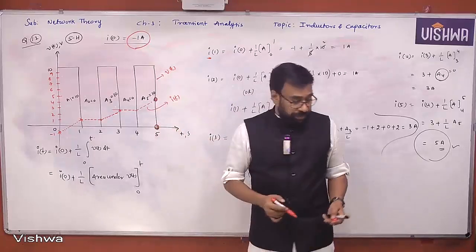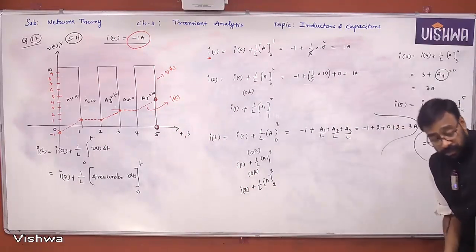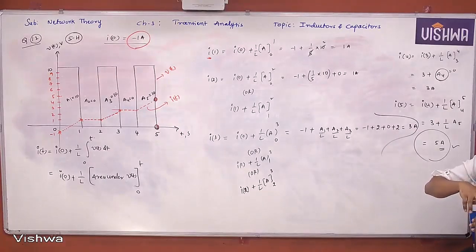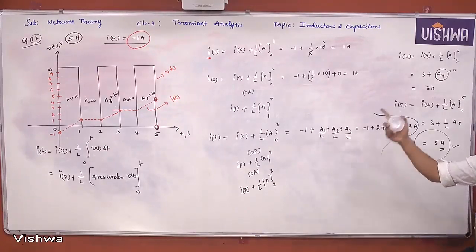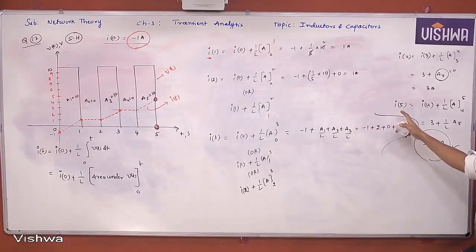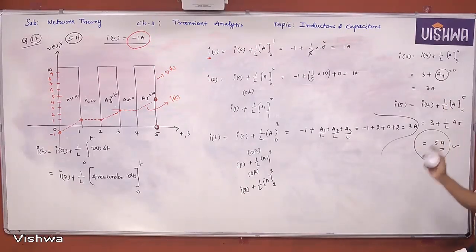So please note down. It's a very, very interesting problem. This type of calculations are very important because in the exam, the questions are coming in the similar manner. Okay, I have elaborated the problem, but the question is very simple. He is asking only I of 5. So I of 5 means what? It is I of 0 plus 1 by L area 0 to 5, or else I of 4 plus 1 by L area 4 to 5. Anything is okay.